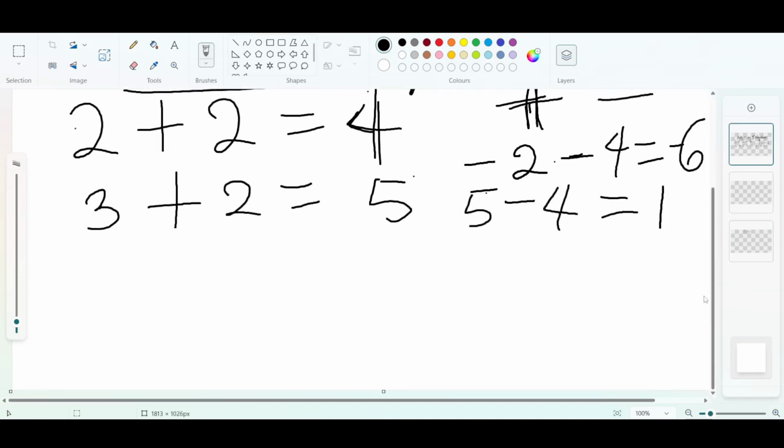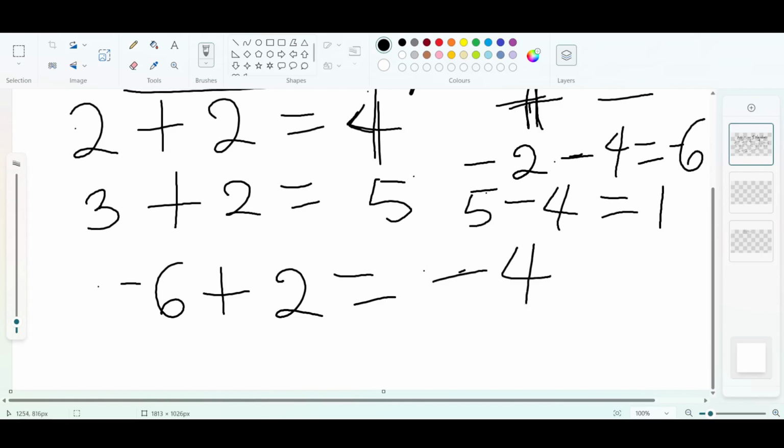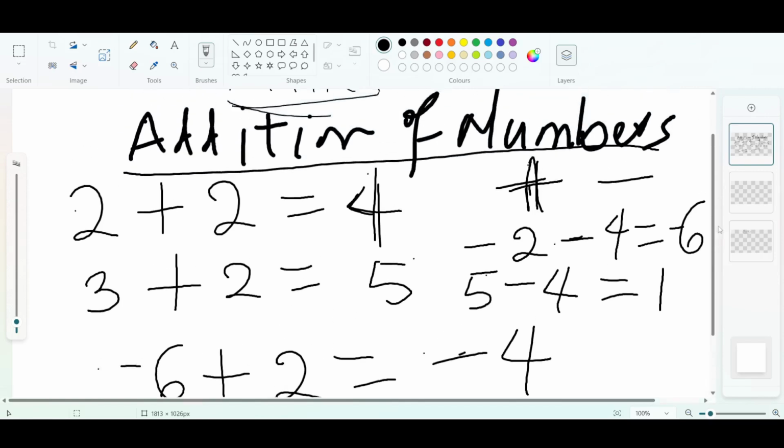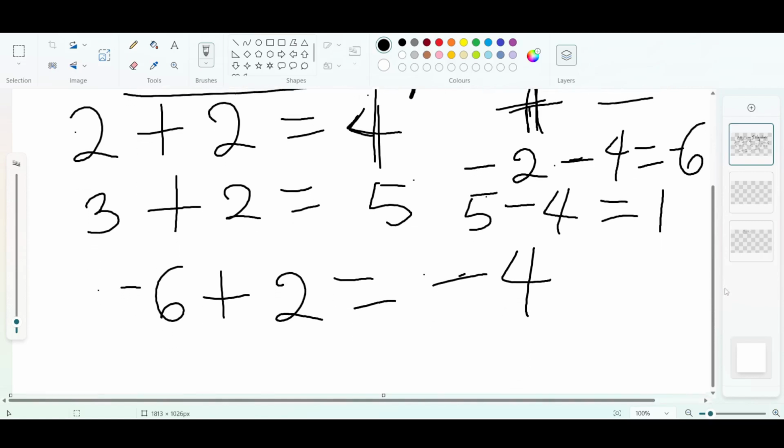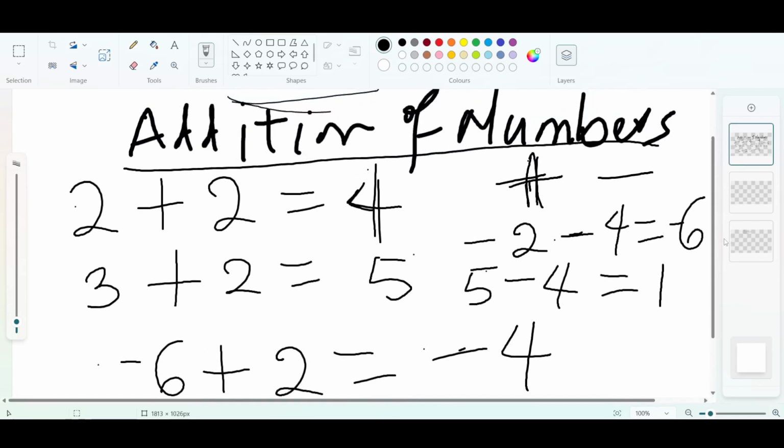So what if we have minus... what if we have -6 plus 2? What is going to be the answer? Yeah, -6 plus 2, then it's gonna be -4. -4. Very good. Okay, so this is very, very good.